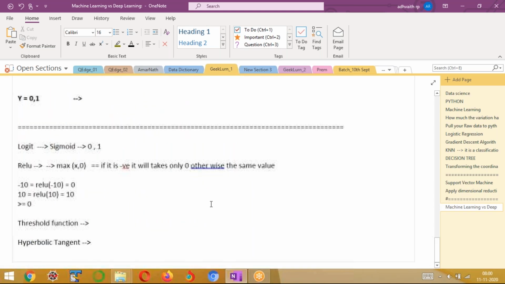Okay, so now come back. I thought the page would get opened, but it's not opening. Okay, let me explain a few more things.